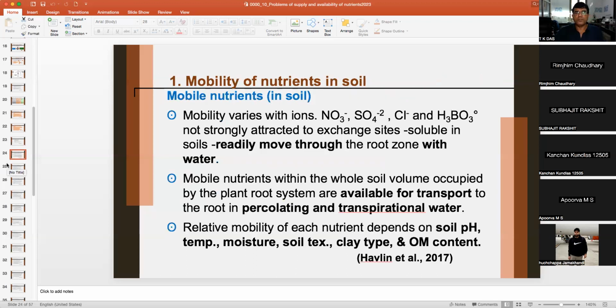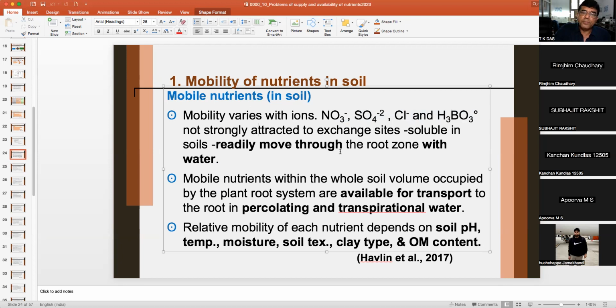We start with mobility of nutrients in soil. There are 2 kinds of nutrients: one is mobile, the other is immobile in soil. I'm talking about soil, mobile in soil or immobile in soil. Mobile means how far they can move from their place. Mobility varies with ions. Now we are discussing mobile nutrients in soil, such as nitrate, sulfate, chloride, and boric acid. They are negatively charged, not strongly attracted to exchange sites. They are soluble in soils and readily move through the root zone with water.